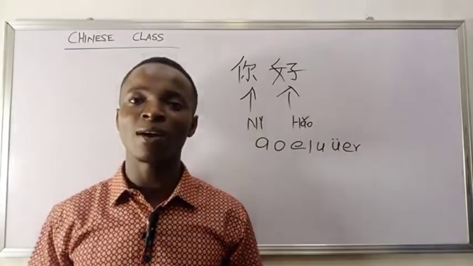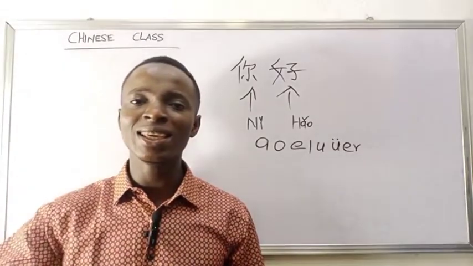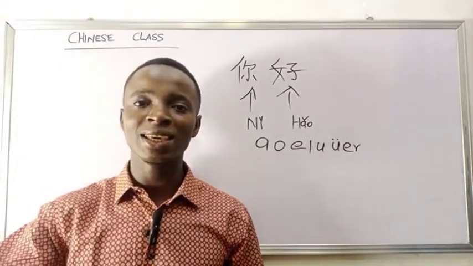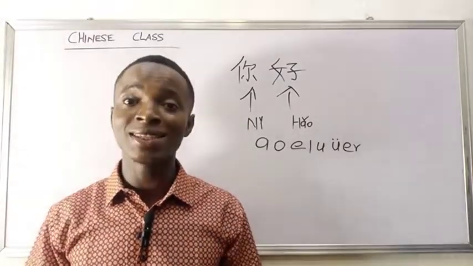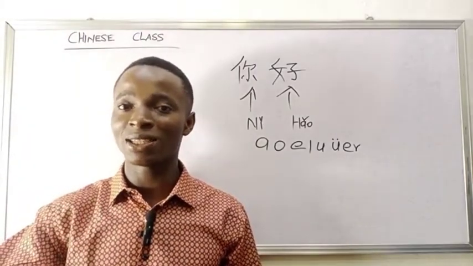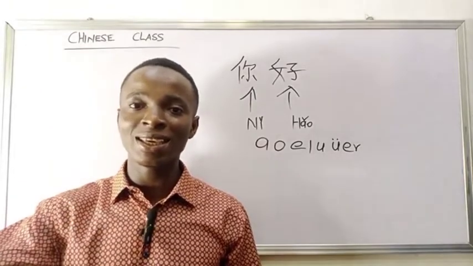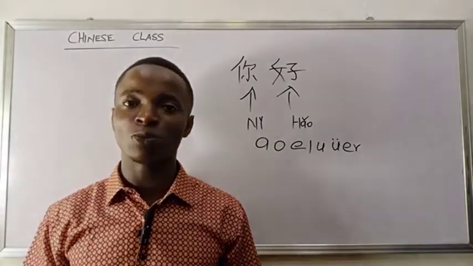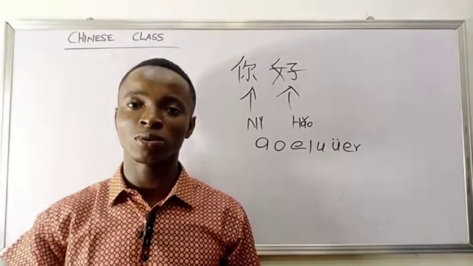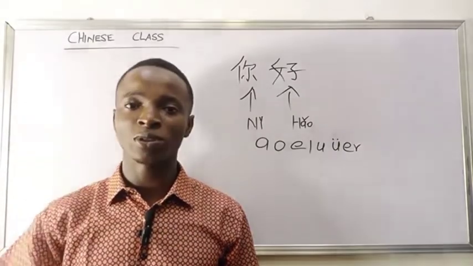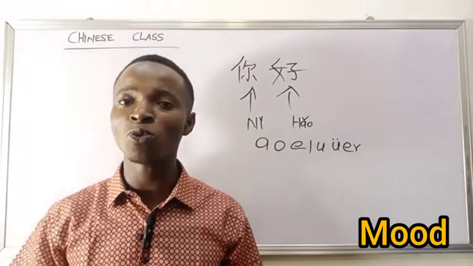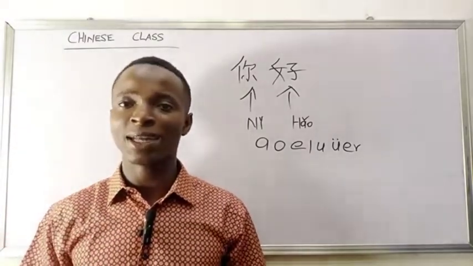Then in the next part we have i. Repeat after me. I. It's just like when someone wants to say see in the English language. I. Repeat after me. I. Then the next part we have u, just like when you want to say mood or march.